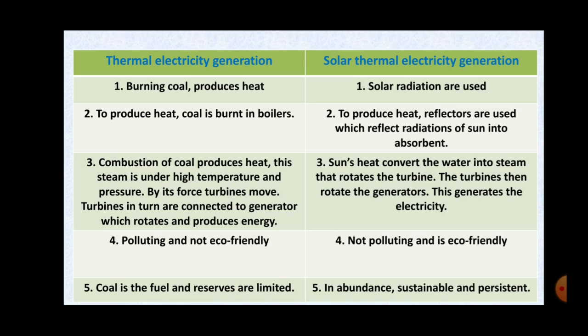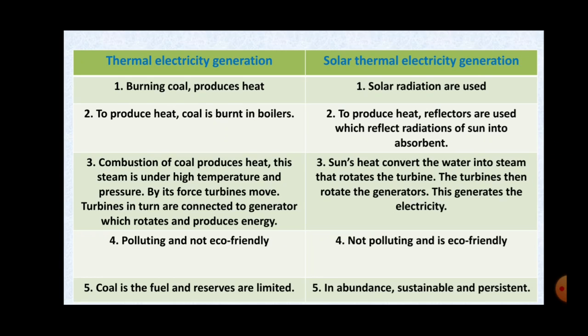Third, combustion of coal produces heat. This steam is under high temperature and pressure. By its force, turbines move. Turbines in turn are connected to a generator which rotates and produces energy. Whereas in a solar thermal plant, the sun's heat converts the water into steam that rotates the turbine. The turbines then rotate the generators, which in turn generate electricity.